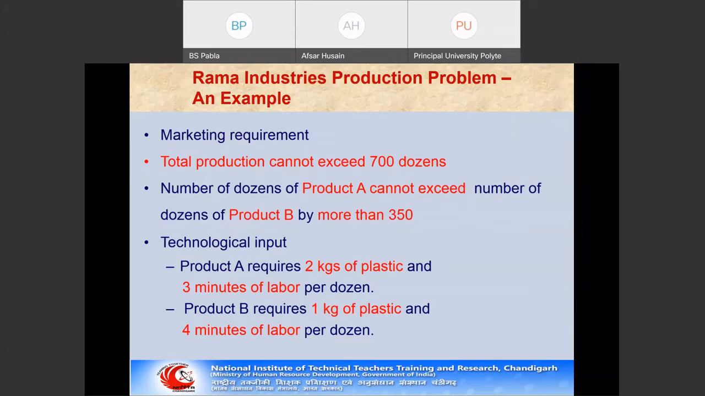Then there are technological inputs. Product A requires 2 kg of plastic and 3 minutes of labor. That means there are 2 things on a machine. One dozen of product A will take 2 kg of plastic material and 3 minutes of labor or machine time, whatever. And product B requires 1 kg of plastic and 4 minutes of labor per dozen. Right? So just keep in mind what I have taught.